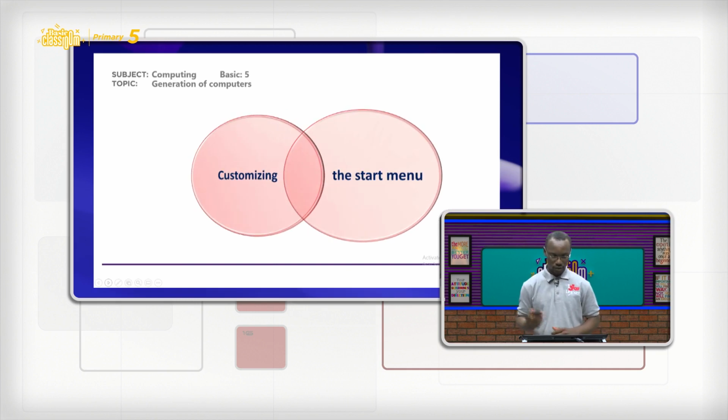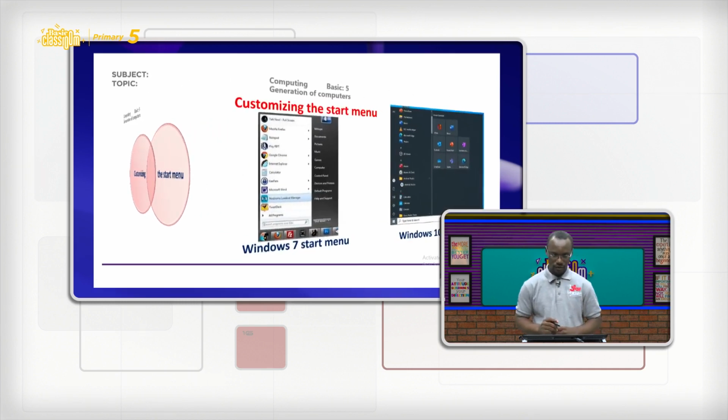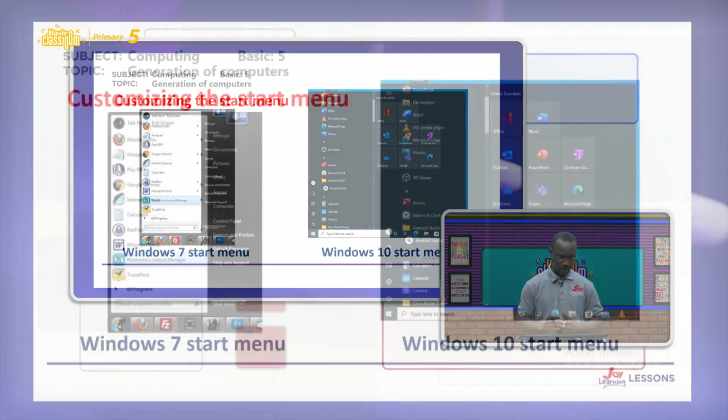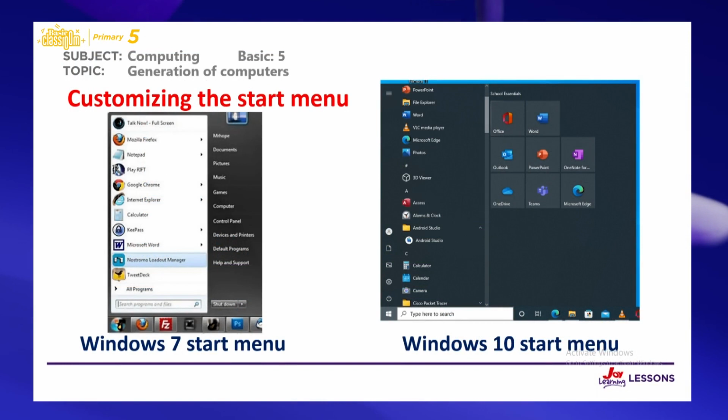So the next one, we are looking at how to customize the start menu. To do that, good, so we have different start menus here. We have the Windows 7 start menu. Then we have the Windows 10 start menu. So the steps I'm going to take you through are for that of Windows 10.